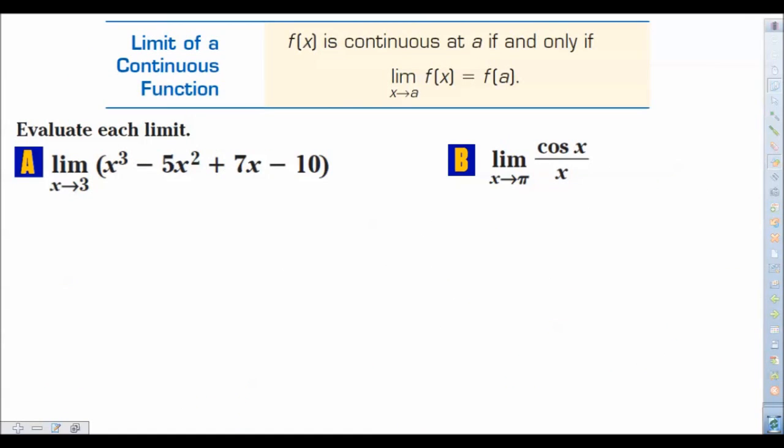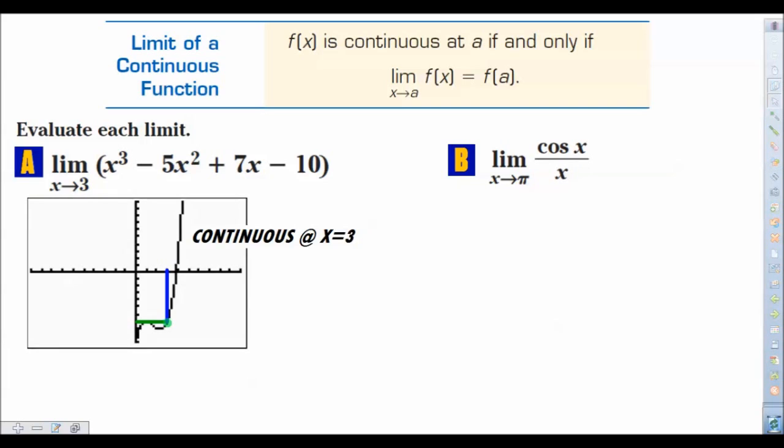So one important concept about limits is that if the function is continuous at that given point of attack, a, then we can find the limit by just simply figuring out what f of a is. What we mean by that is if you look at example a here, the limit as x approaches 3 of x cubed minus 5x squared plus 7x minus 10. If you investigate that function right at the point of attack at 3, notice that the function is actually continuous right when x equals 3.